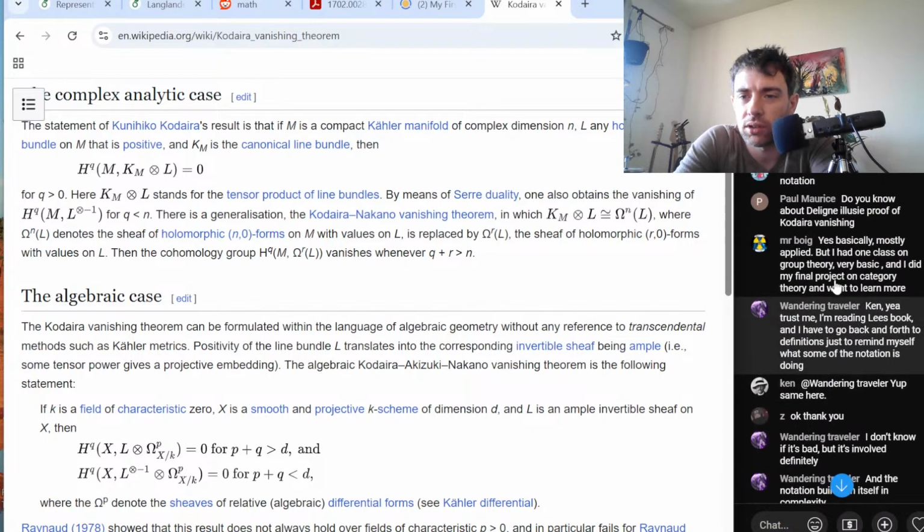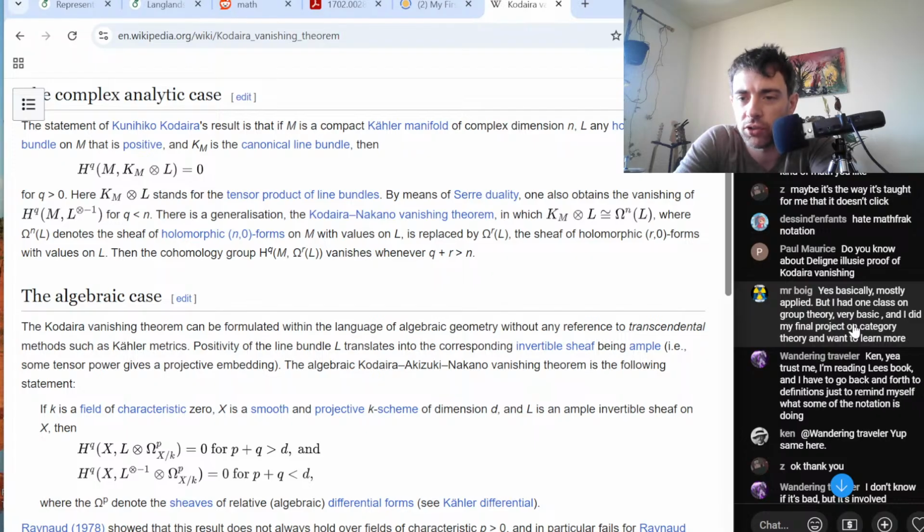Mostly applied, I see. But you had one class on group theory, very basic, and you did your final project on category theory. Oh, interesting. And you want to learn more category theory specifically, or just more pure math in general? So I would say, at this point, the most rudimentary thing for you to have down is just a basic introduction to proofs, and it sounds like you have that. Even if it was very basic, you already have that from a group theory course. You probably already got that from some of your applied math courses as well, and certainly from doing a category theory project, reading a book.